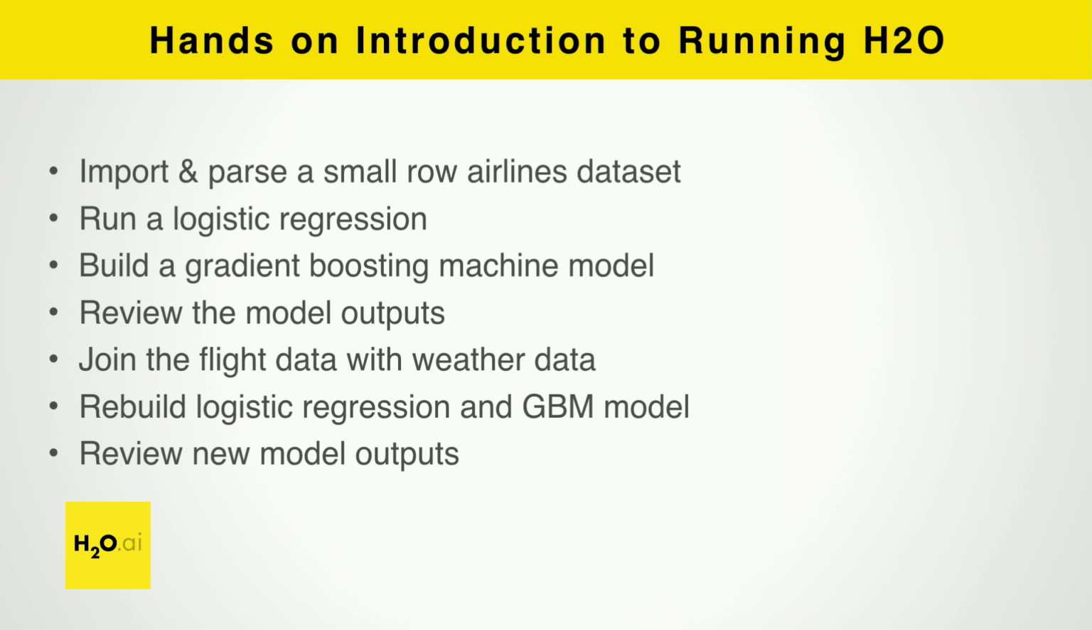We're going to run through a simple logistic regression model. We're going to run through a GBM, gradient boosting machine, model. We're going to review some of the model outputs in R, as well as how they're represented in Flow.